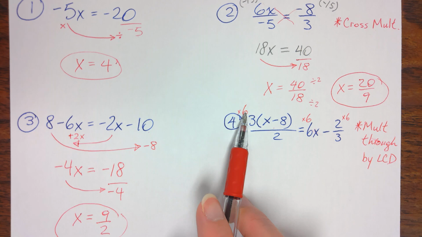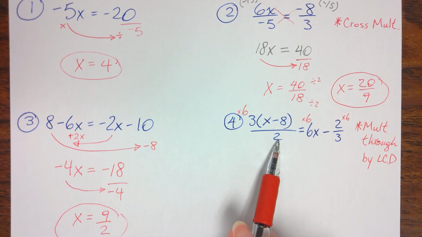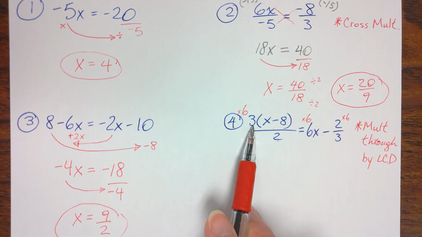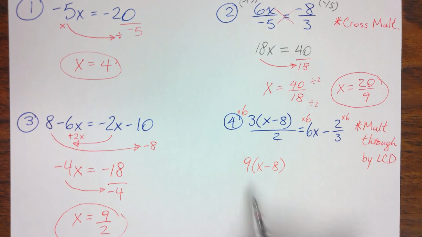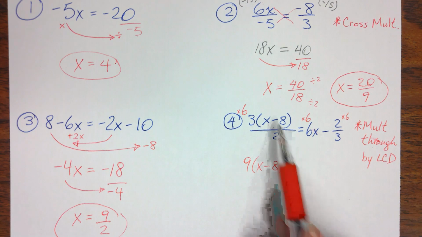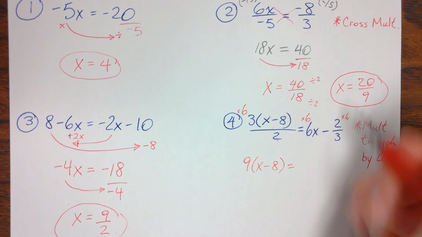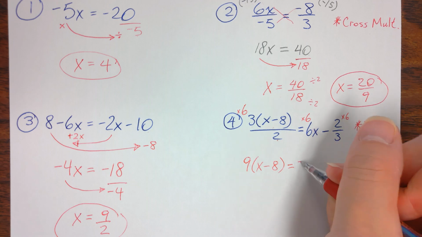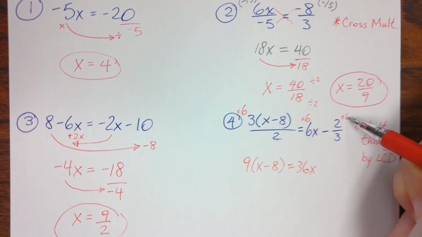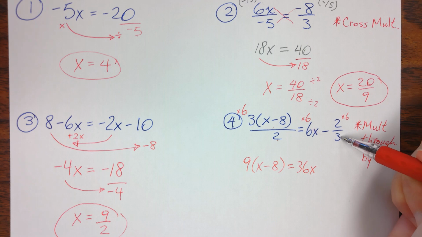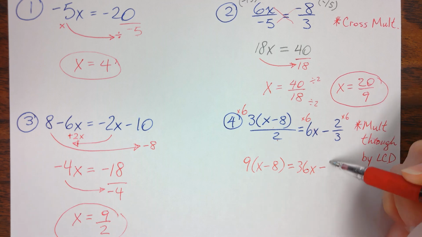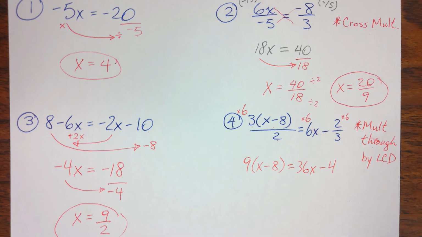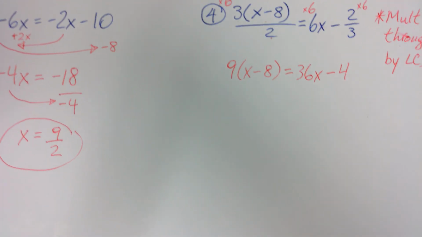Okay. 6 divided by 2, 3. 3 times 3, 9. So 9 bracket x minus 8, because I haven't done anything with the bracket, so I'm just going to copy it straight down. All right, 6 times 6x, 36x. 6 divided by 3, 2. 2 times negative 2, negative 4. Right. Okay, so you see, 1 step and no more fractions.